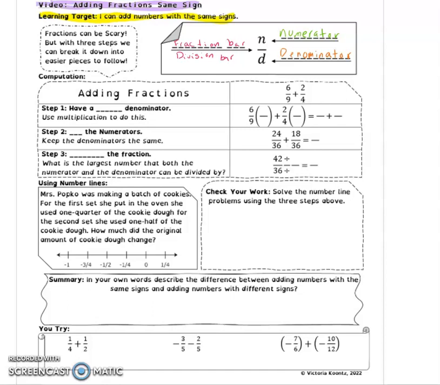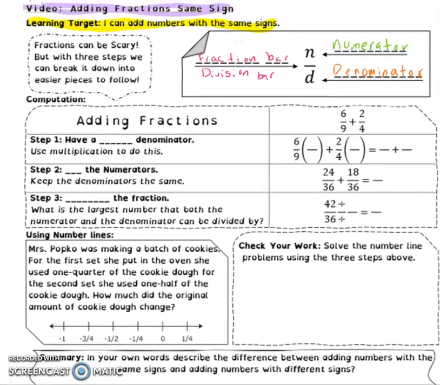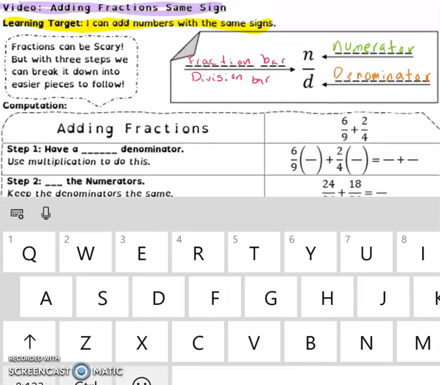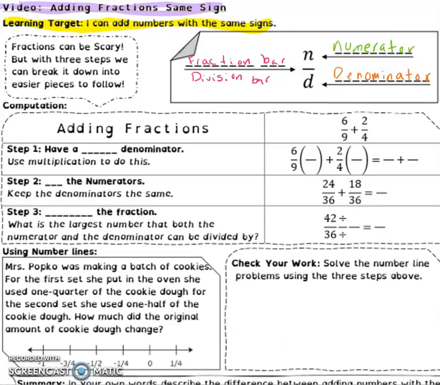So numerator and denominator. So in step 1, I'm not going to make you try and figure out what's happening in these. I am going to help you. But I want to make this a little bit bigger so we can just focus on what is happening right in here. There we go. All right. So step 1, have a blank denominator. So what we want to do here is we want to have a common denominator. So what that means is we want the numbers on the bottom of our fractions to be the same. So we want to have a common denominator.